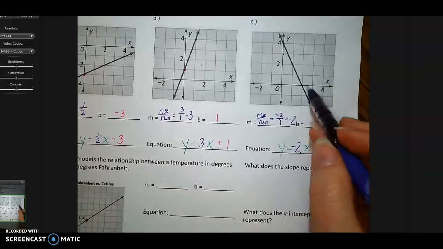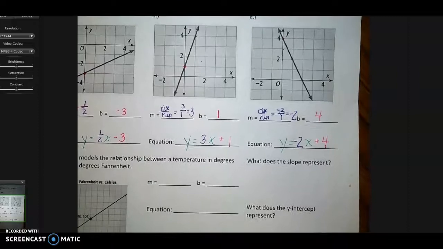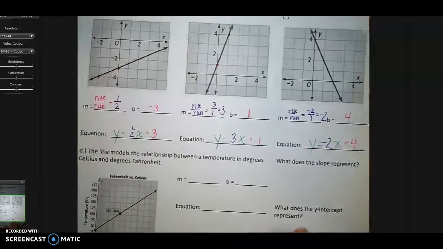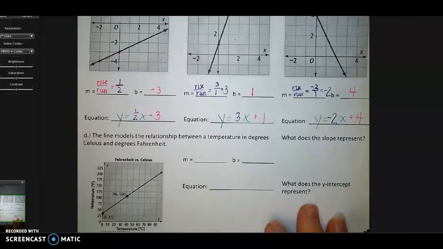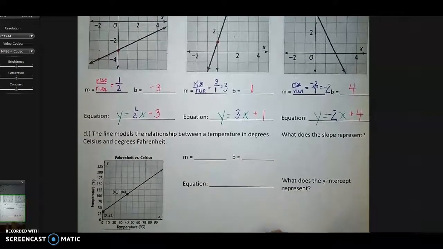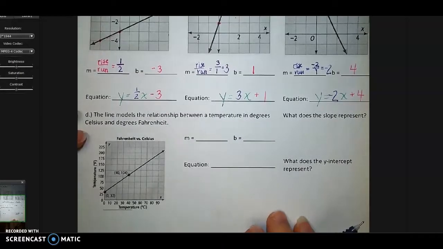In other words, if I picked an x out and put it in here, evaluated it, I would find my y, and then I could go and graph my point on my line. Graph several of those, and then I can draw a line to connect them. The nice thing about adding in that y-intercept is that if I know the y-intercept and the slope, I can graph.